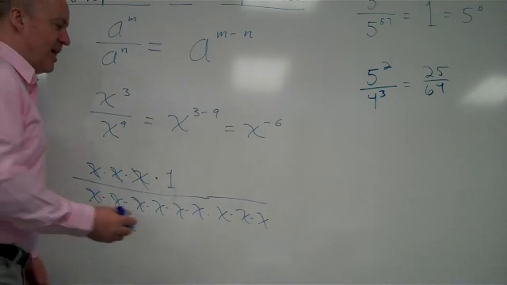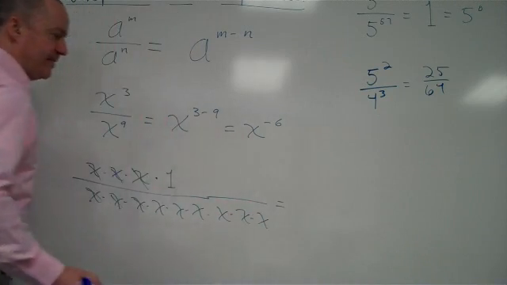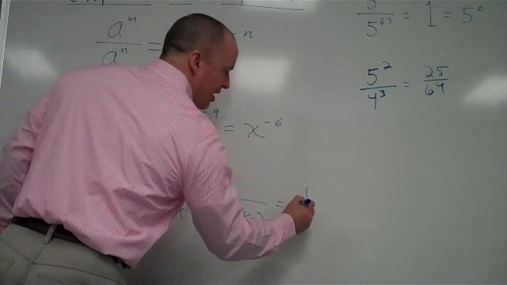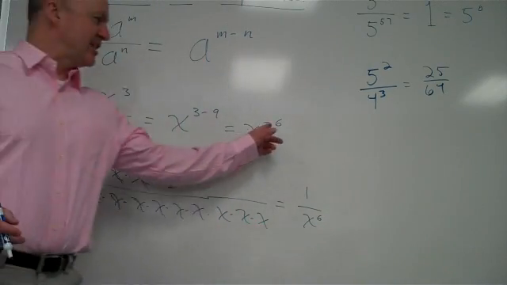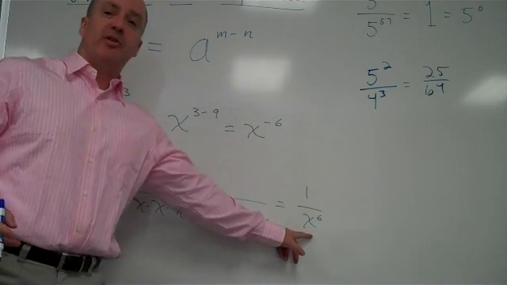Then what's your point now? Well, how many x's are left on the bottom? 6. Right. Okay, so this is the same as 1 over x to the 6th. Did you guys remember that negative exponents mean you take the reciprocal?